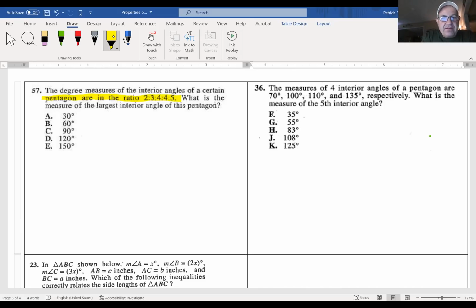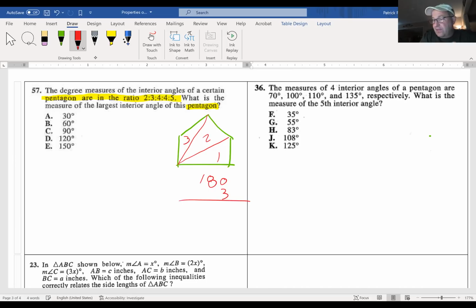Now, we're dealing with a pentagon. If we have forgotten, if I were to draw a pentagon out, 1, 2, 3, 4, 5 sides, and break it up into triangles, I could see that there are 3 triangles, and each triangle has 180 degrees in it. So if I did 3 times 180, I would wind up with 540 degrees. All the angles must add up to 540.